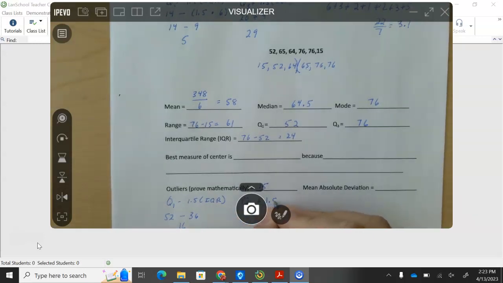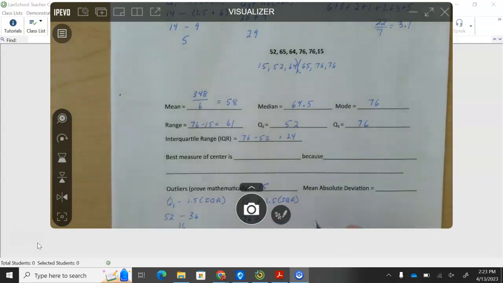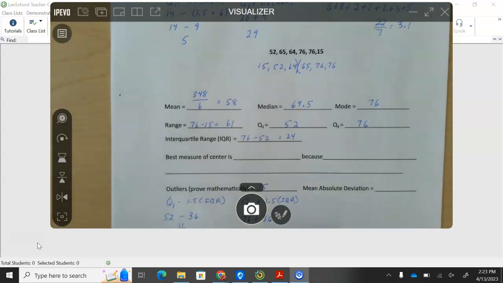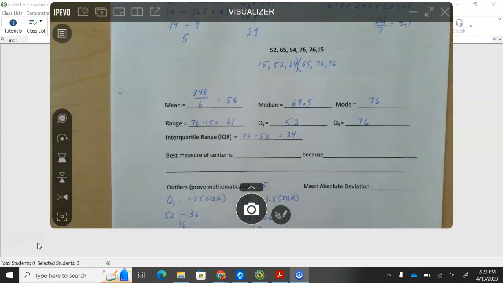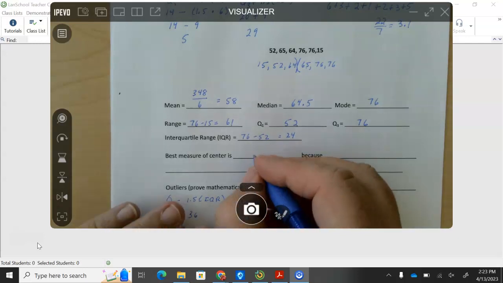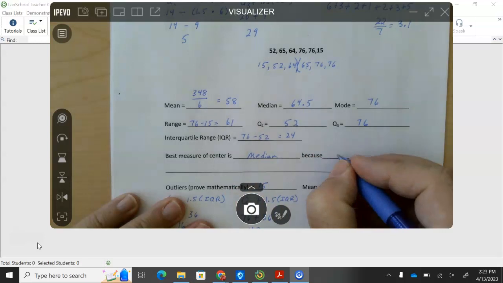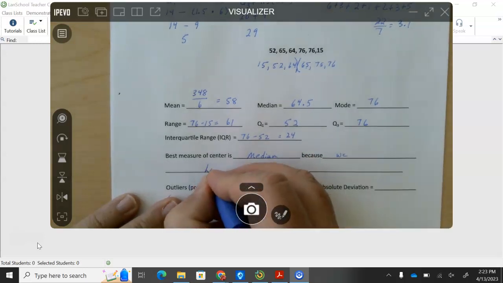Plus 1.5 times the IQR. So we're talking 76 plus also 36, 112. So we do have a low outlier, and since we have an outlier, the best measure of center is going to be our median, because we have an outlier.